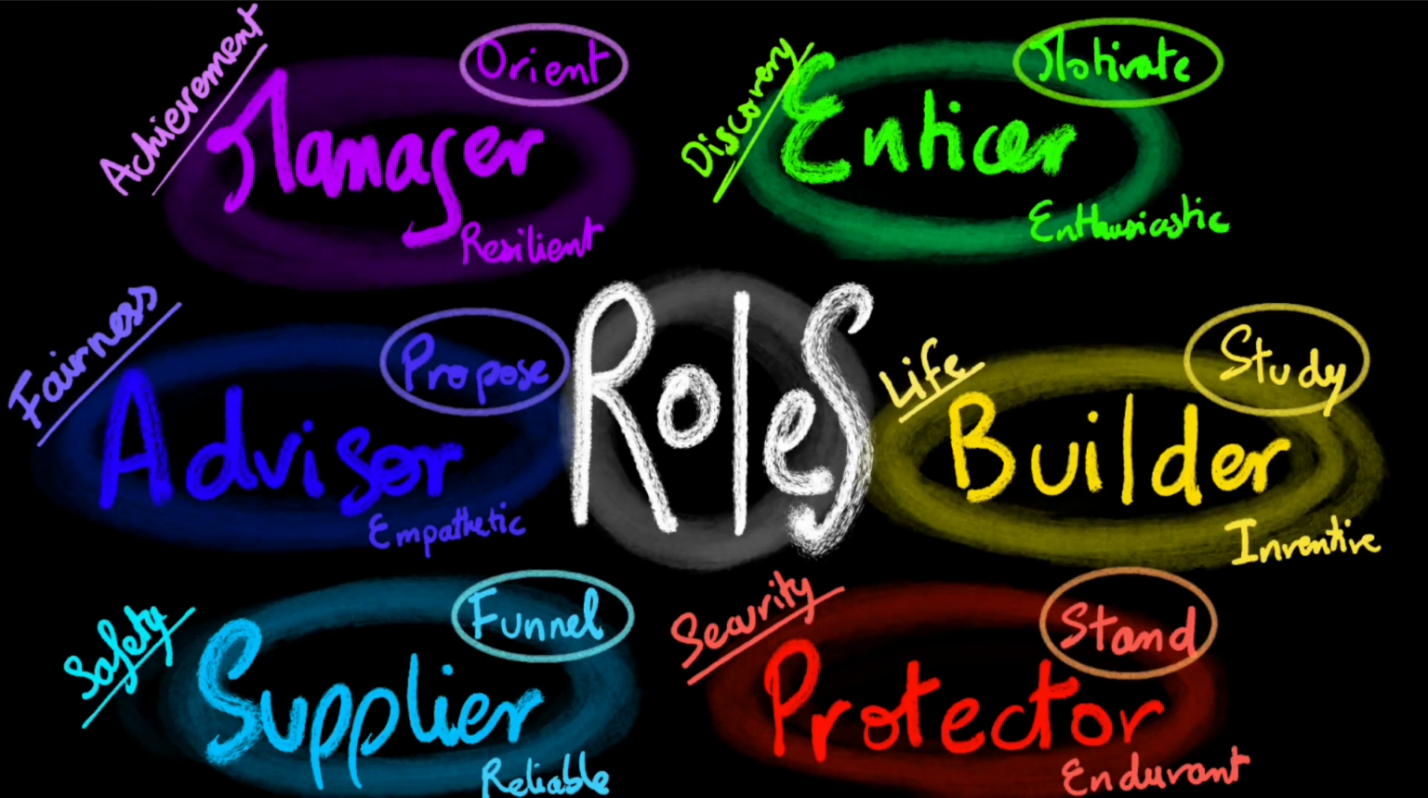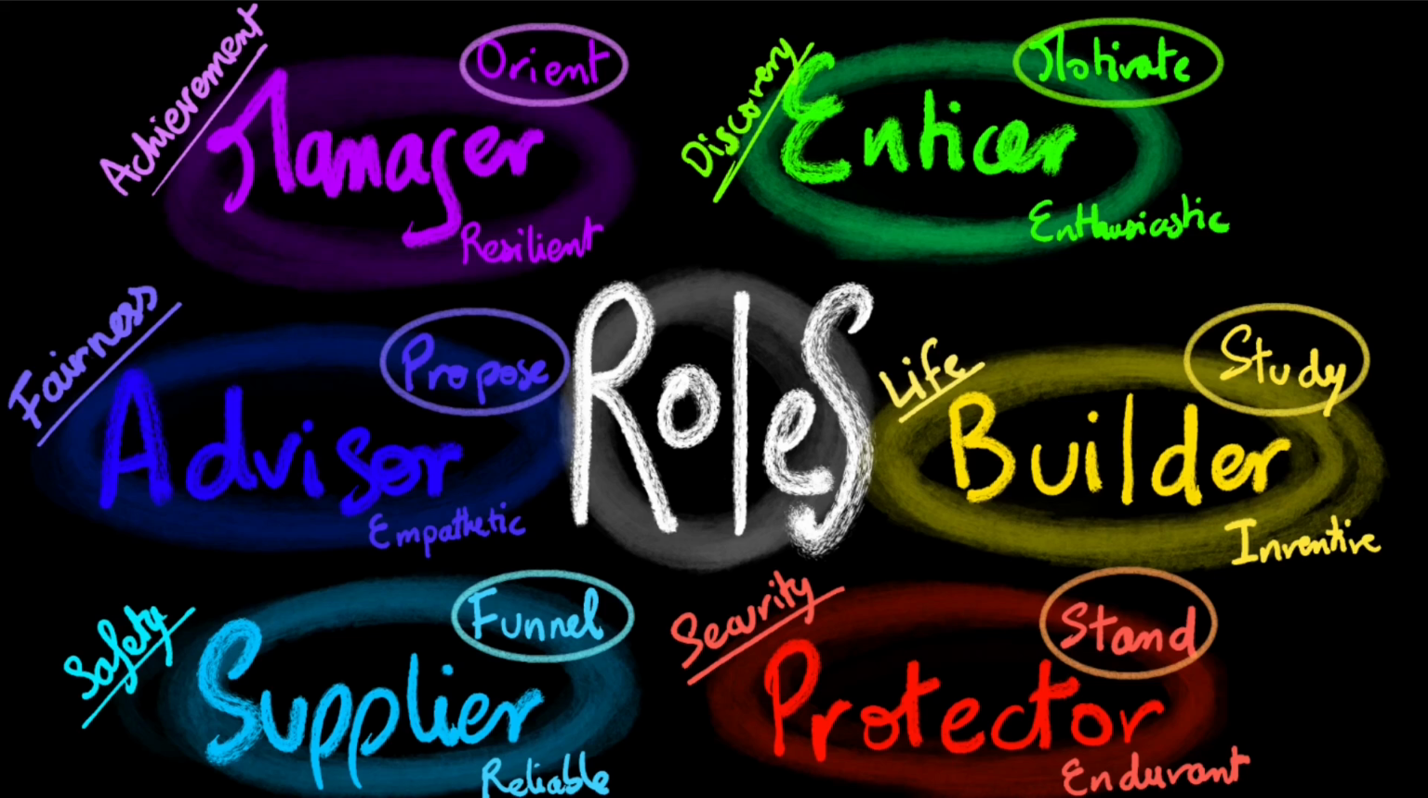Creating characters is easier if you make use of an archetype system. Here are 6 supportive profiles you can use. The enticer is defined by her ability to motivate her team. She is enthusiastic, and her motivation is discovery. The builder studies elements in order to bring information to the team. She is inventive. Her main motivation is to create life, according to her definition of life.